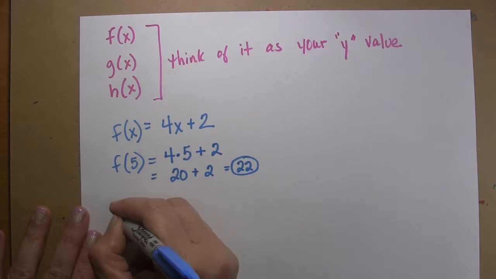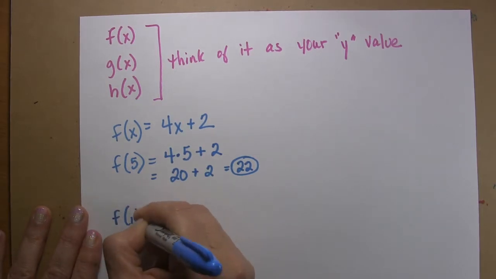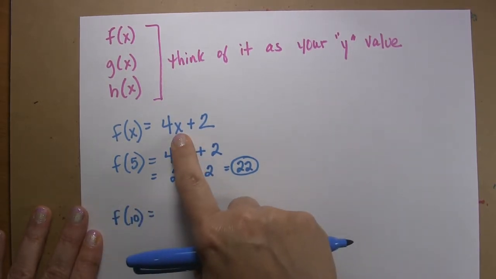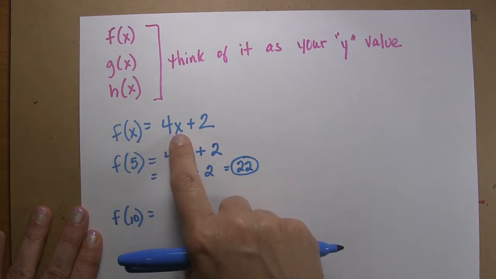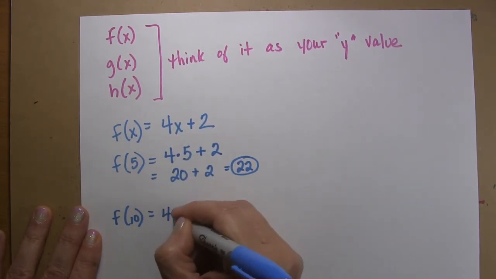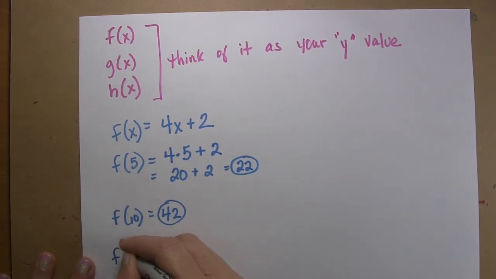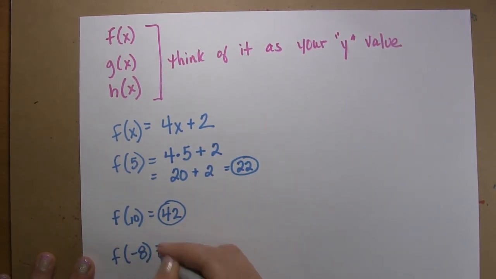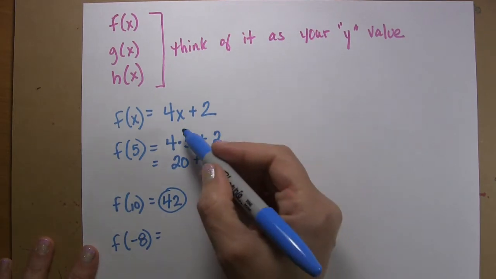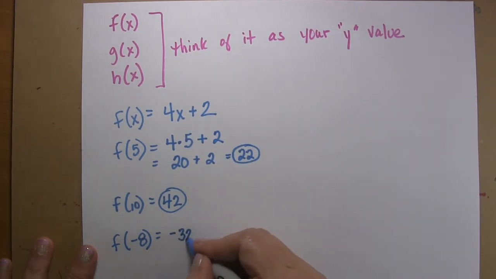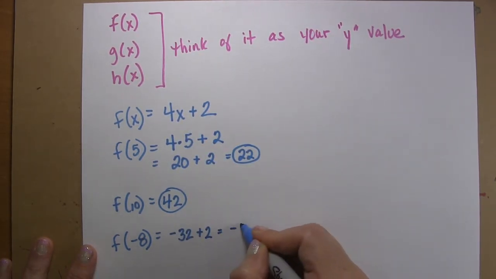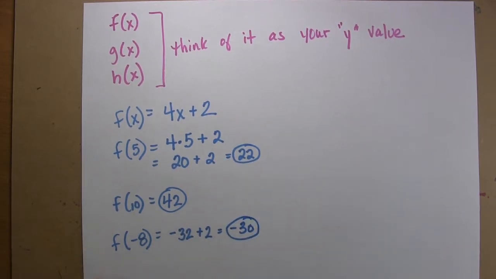What if I asked you f of 10? What would that be? Well, I'd stick a 10 in here. So 4 times 10 is 40 plus 2, so that would be 42. What if I did f of negative 8? F of negative 8, that would be negative 32 plus 2, so negative 30, right?